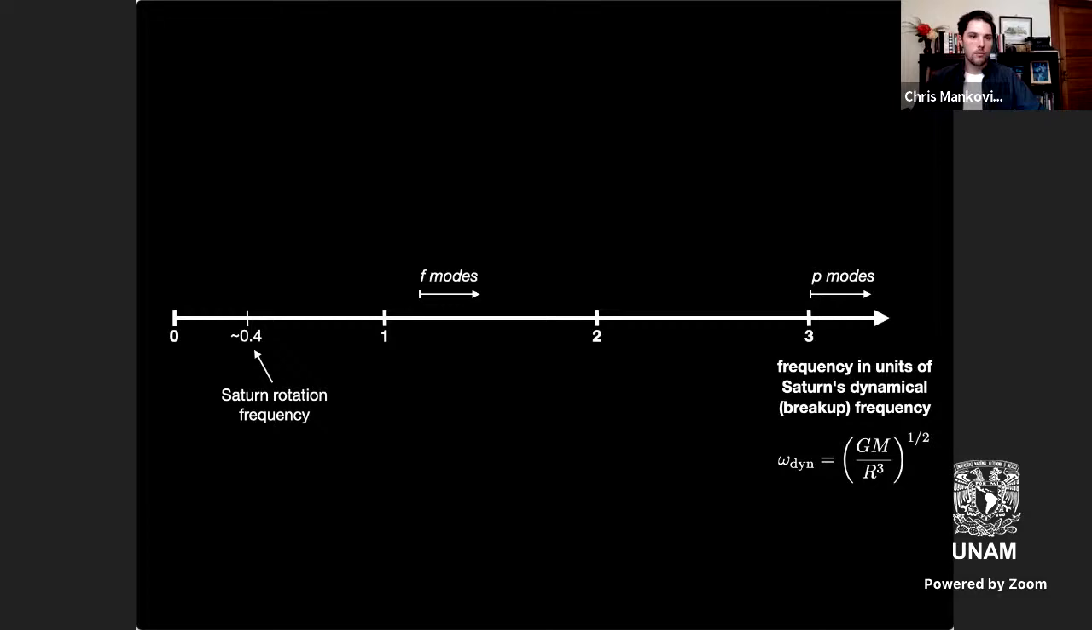Down here is Saturn's rotation frequency. It's about 0.4 of breakup. So Saturn is actually quite a rapid rotator. That is the reason that it's so oblate. And associated with the rotation are modes whose restoring force is the Coriolis force. And those go up to about twice the rotation frequency. And so below this point, you should expect lots of inertial modes. These are likely weak for perturbing the external gravity field and they have low frequencies.